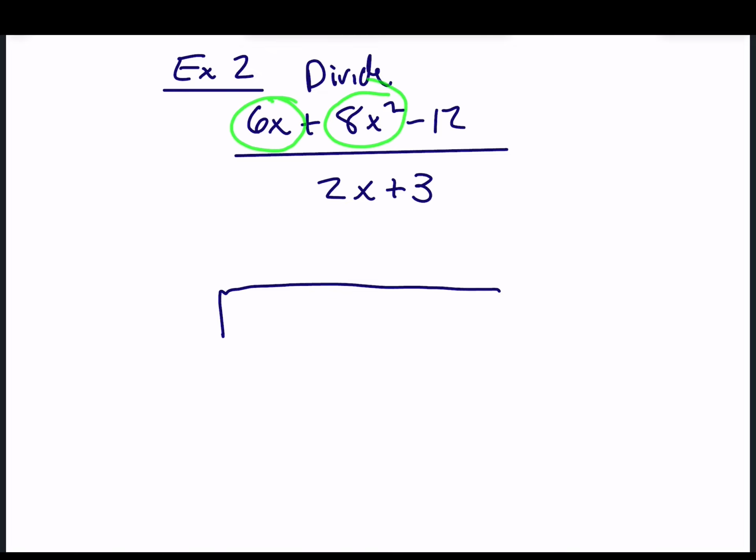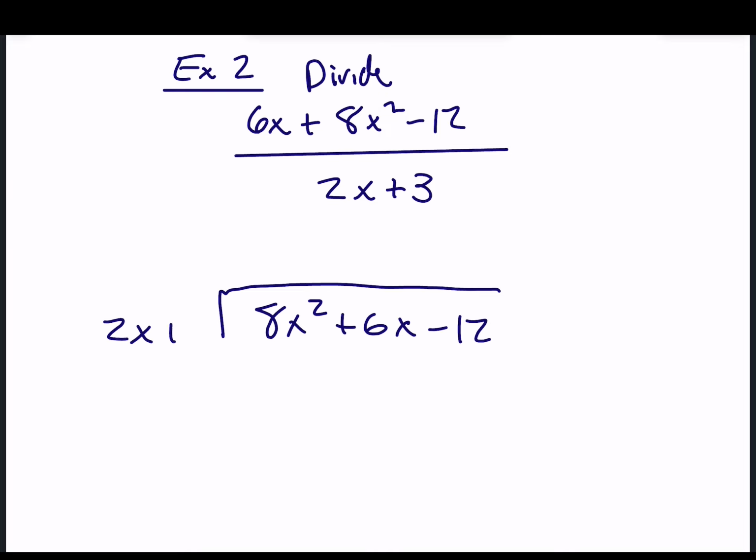Note here that the 8x squared is not first. The 8x squared is actually the biggest power on the variable, but 6x came first. So we need to rewrite that inside the division as 8x squared plus 6x minus 12. And on the outside, we'll write 2x plus 3.